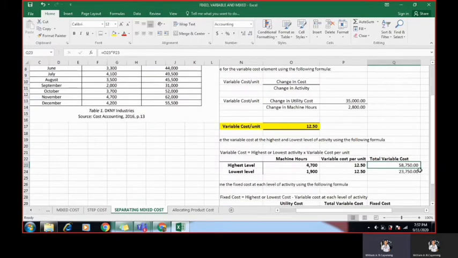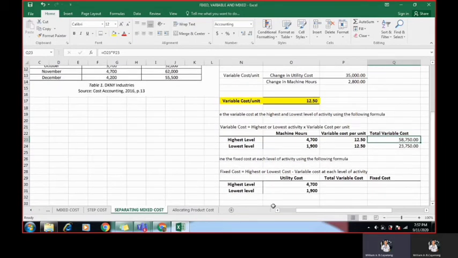Now, na-separate na natin siya. Okay, let's compute for the fixed cost. So dapat si highest level or si lowest level, magkaparehas lang ng fixed cost. Kasi nga 'di ba, in every different levels, range of production, fixed is always fixed, hindi nagbabago. Ang nagbabago lang is si variable. Now, okay, magkano nga yung total variable cost ni highest or lowest level?